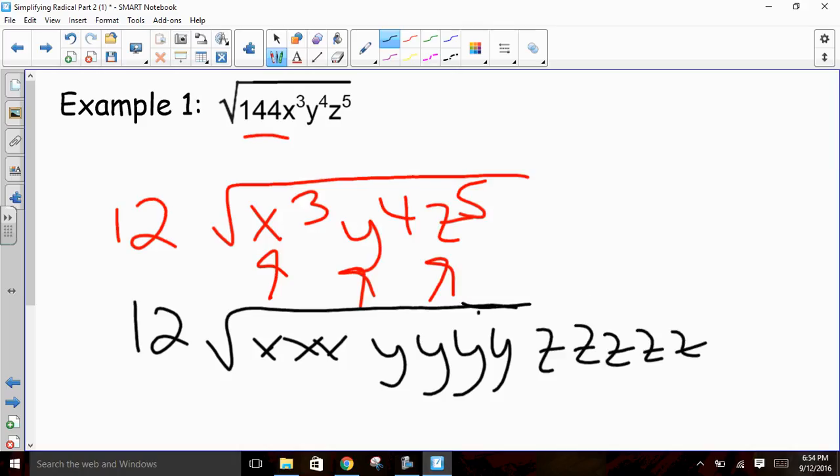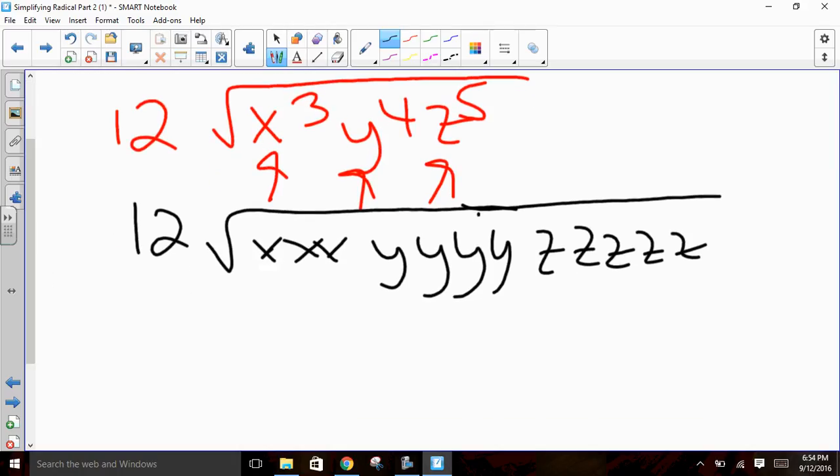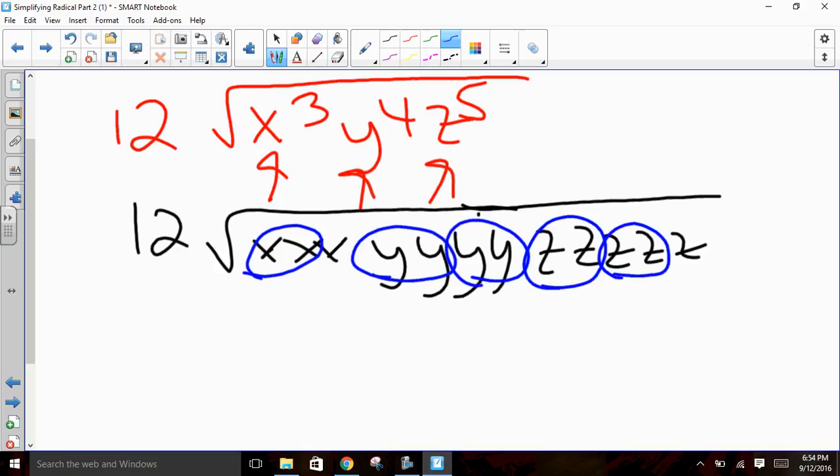Because we know that when they're all being multiplied, that exponent is the number of variables being multiplied together. So again, I said groups of 2, so I want to find as many groups of 2 as possible. Every time I see a group of 2, I'm going to circle it, just like when we were looking at prime factors yesterday. We tried to see groups of 2 because we were square rooting, and then we brought one group out.